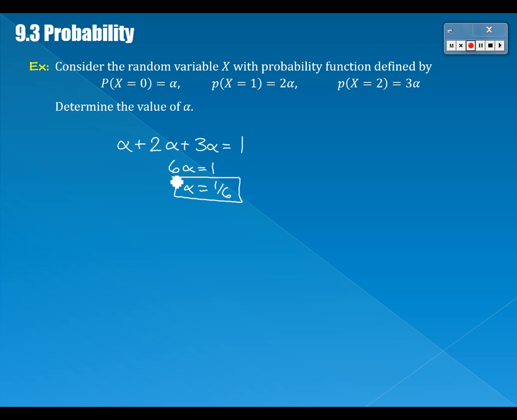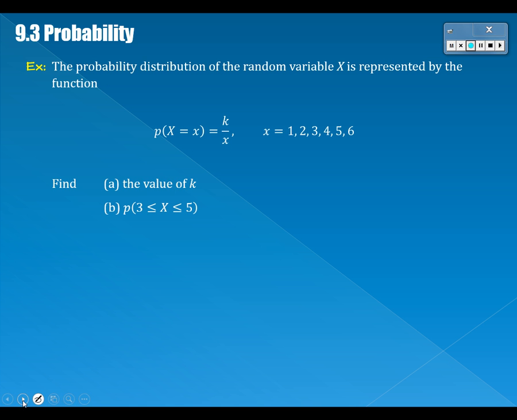It's 1/6. Call it a day and pack up. All right.